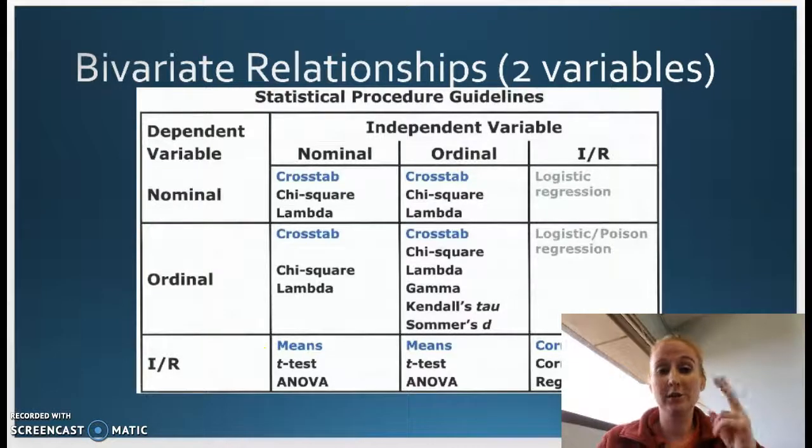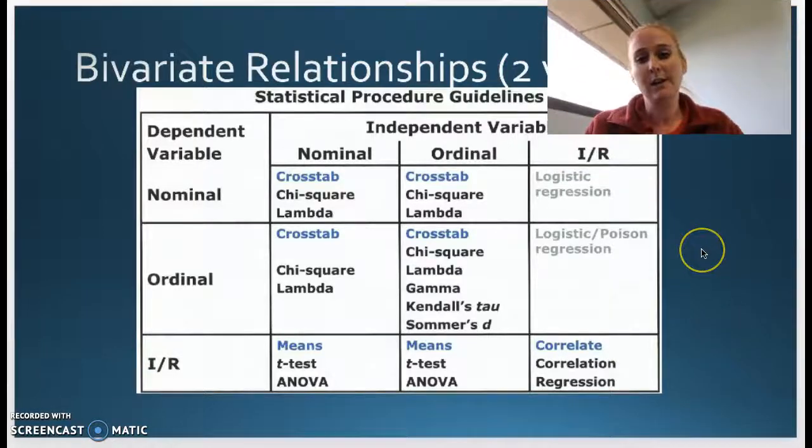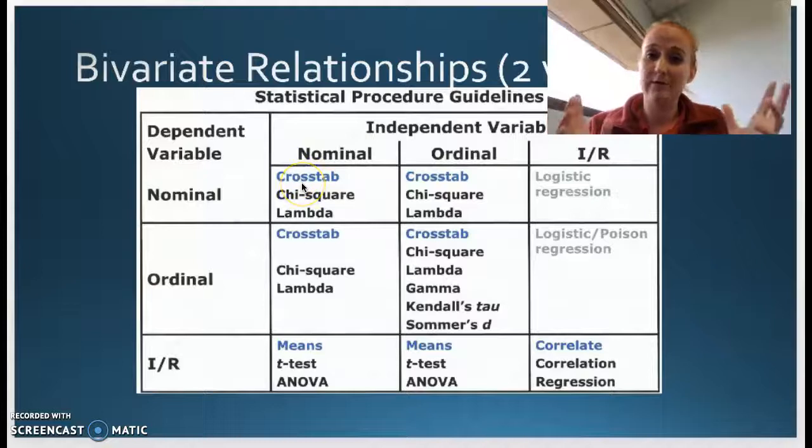And here's our famous chart from last week that shows you the kind of stuff we can run. So if we're looking at two variables, we want to see if they're related to each other, if they predict each other, this is what we use. So last week we were doing categorical style variables, nominals and ordinals. Remember, nominal is like a name category. Ordinal is the same thing, a category, but we can order it.